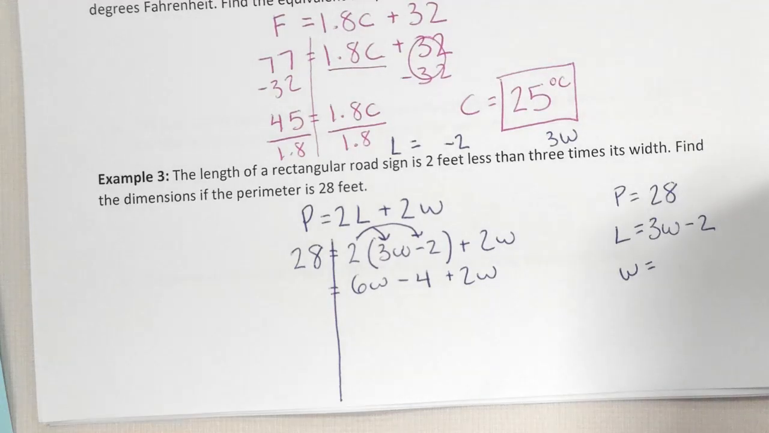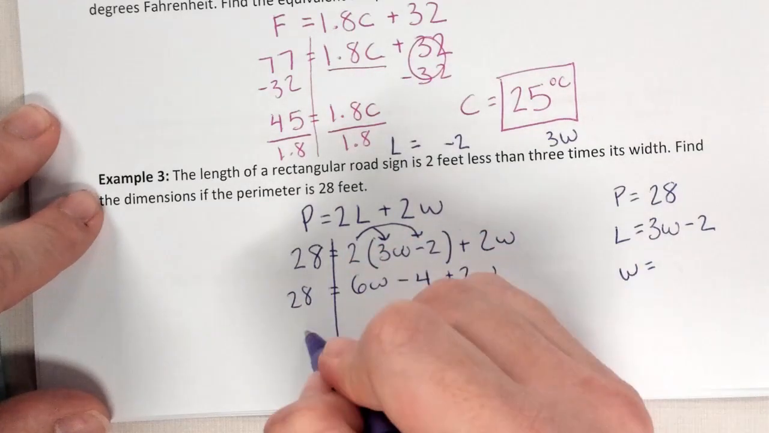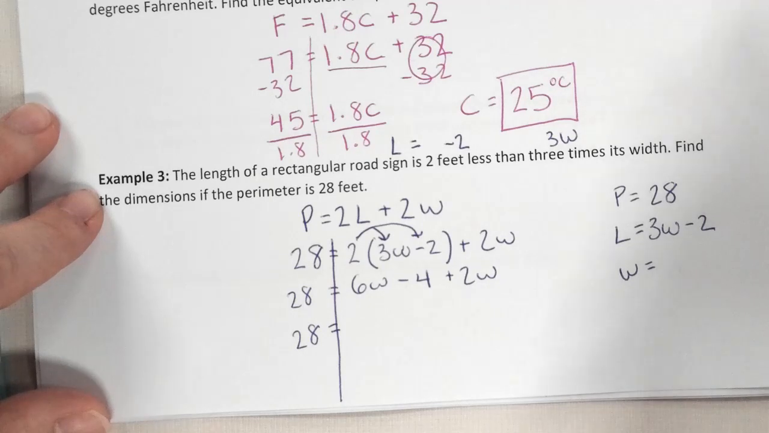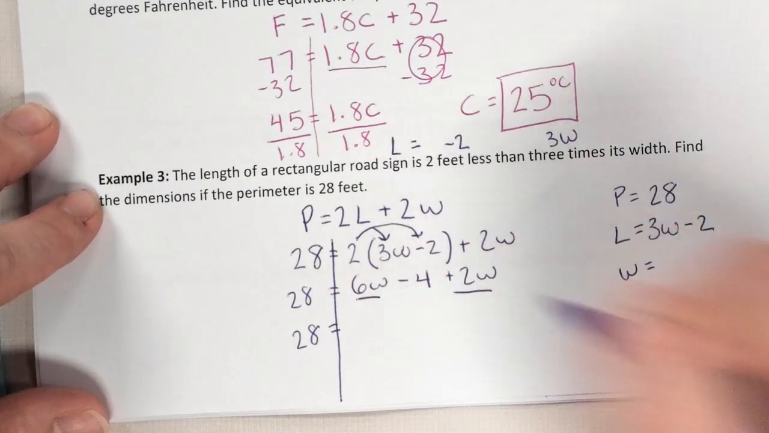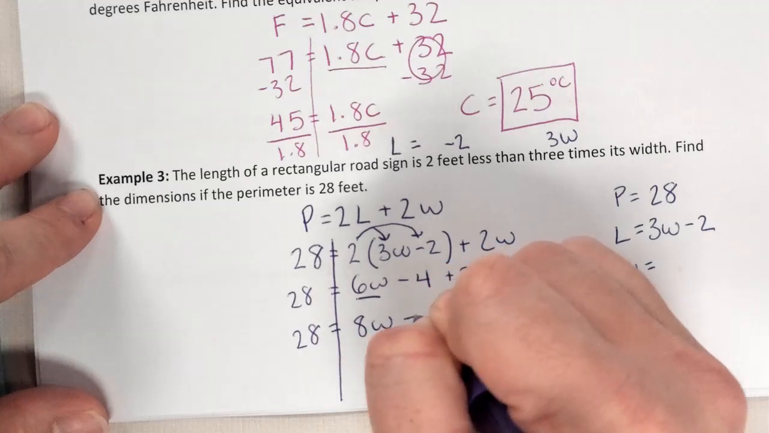Is it fully simplified yet? No, what can still simplify? Not yet. I want to simplify the right side first before I start moving things. Yeah, 6W plus 2W are like terms. So I'm going to combine those. What's 6 plus 2? 8W. So now I have 8W minus 4.